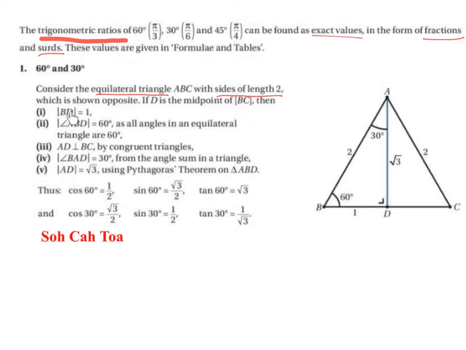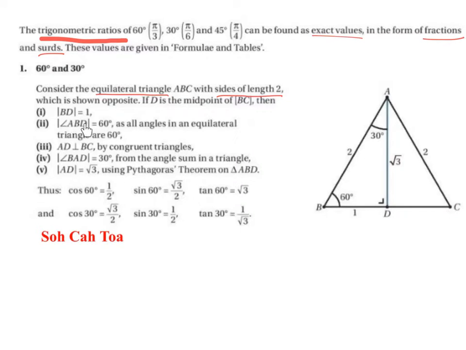then BD is going to be equal to 1. So from B to D, we have 1 unit. If from B to C is 2 units, then from B to D is 1 unit, because D is the midpoint of BC. And likewise, DC would also be 1 unit.